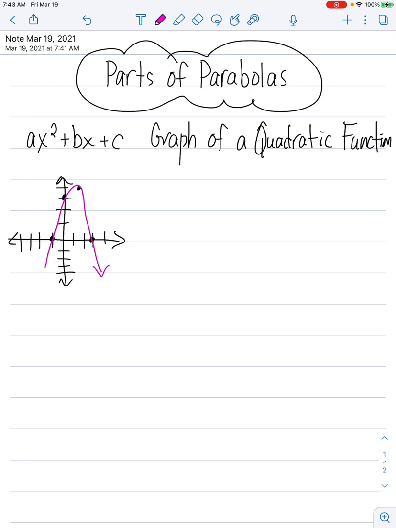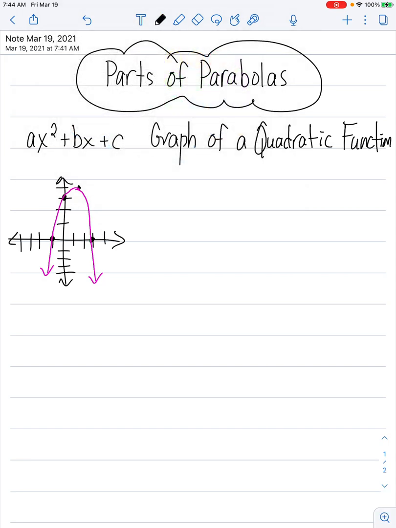Let me do a little bit better job. I want this to be the middle. There we go. So that's what a parabola looks like. Now you noticed I had you label some points. Well, these are important points on the parabola that we're going to examine in this lesson.